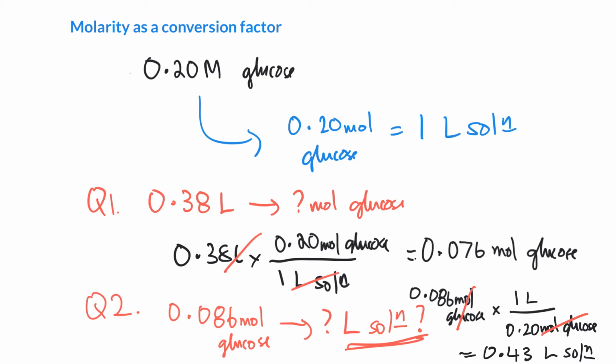If you were in the lab, you probably would measure that out in milliliters. And if you remember that a milliliter is 1/1,000 of a liter, that corresponds to 430 milliliters. You can set it up as a conversion, or you can just shift the decimal 3 times if you prefer.